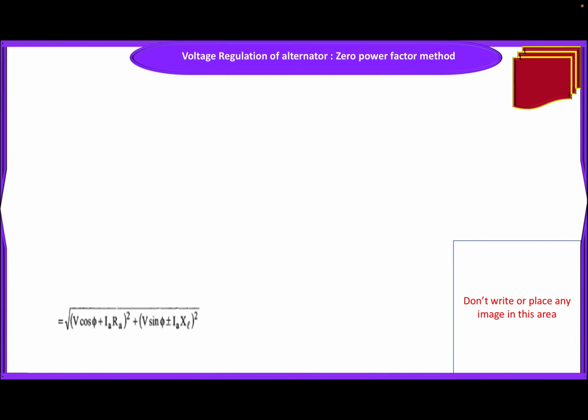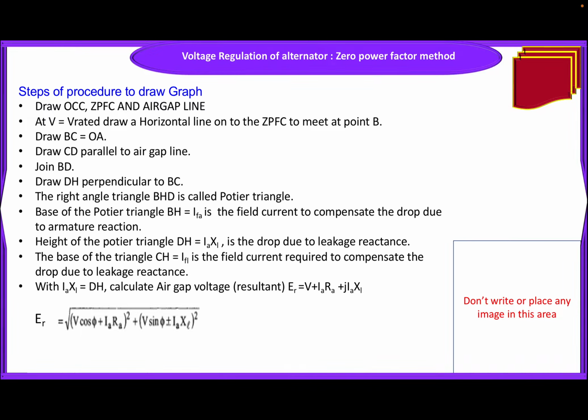Next, we will know the steps of procedure for drawing the ZPFC method. First, I'll go through it in short, and we'll draw the characteristics on a graph separately. Here we will draw the OCC, the ZPFC, and the air gap line. Next, we'll draw the dotted rated voltage line. Next, we need to consider the Potier triangle. After that, there is a lengthy procedure, which we will discuss simultaneously.